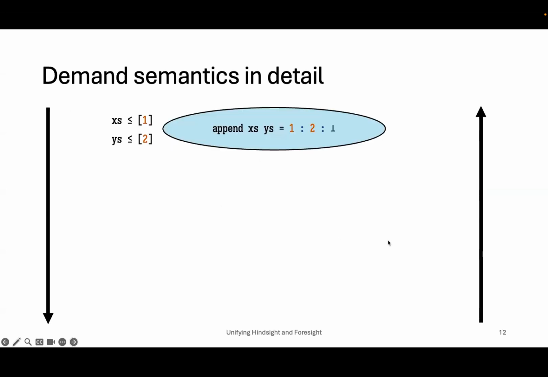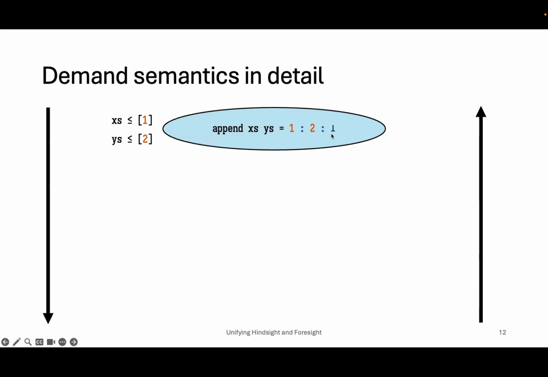So now demand semantics in detail. So the idea here, I'm representing the demand on a value by an equation. So I'm saying append xs ys is equal to 1 cons 2 cons bottom, with the constraint xs is less than or equal to the singleton list 1, ys is less than or equal to the singleton list 2. What I'm really saying here is I want the result. I'm using the result of this call, append singleton list 1, singleton list 2, in a context where I'm going to ask for the first two elements, but nothing else.